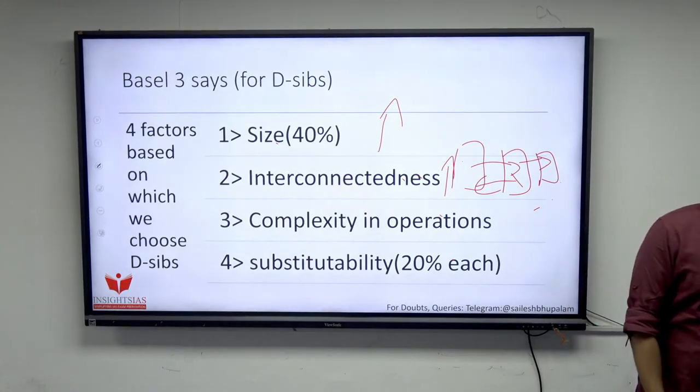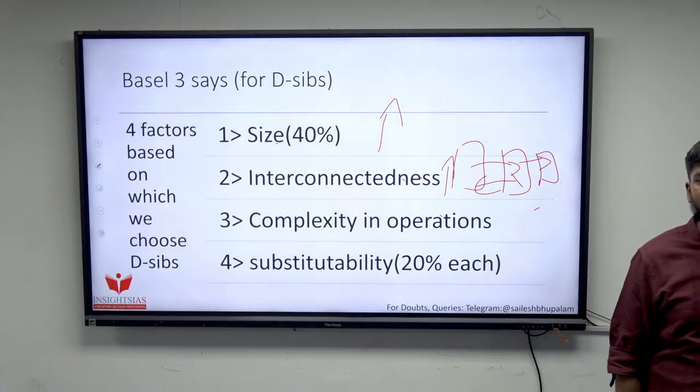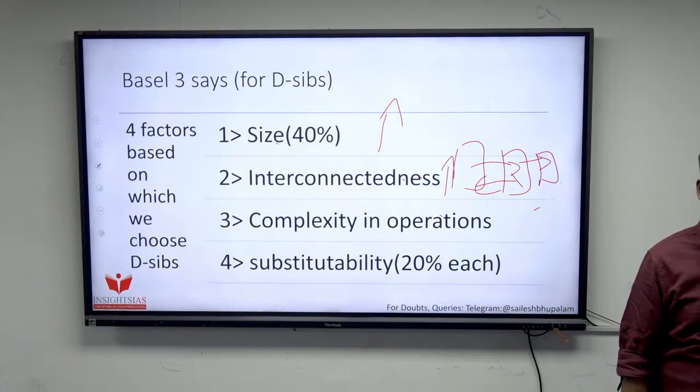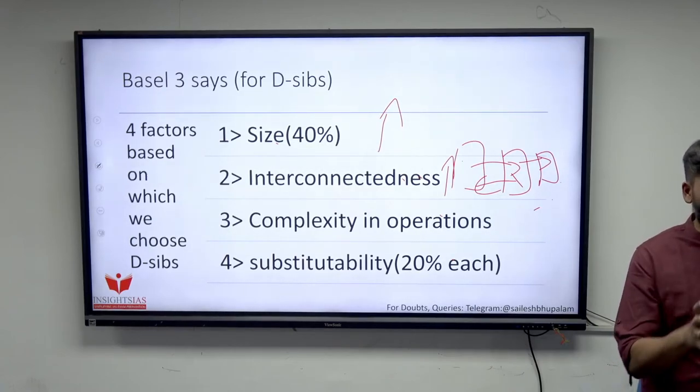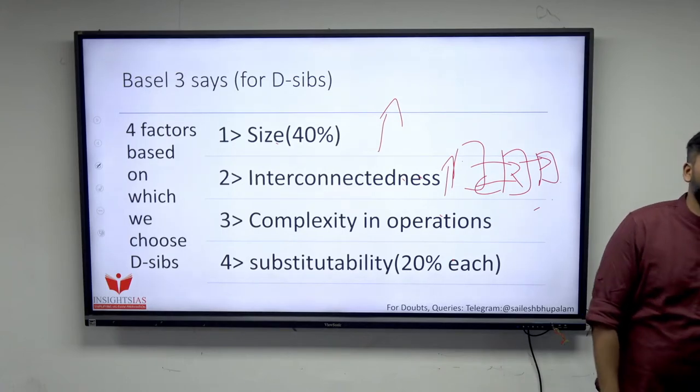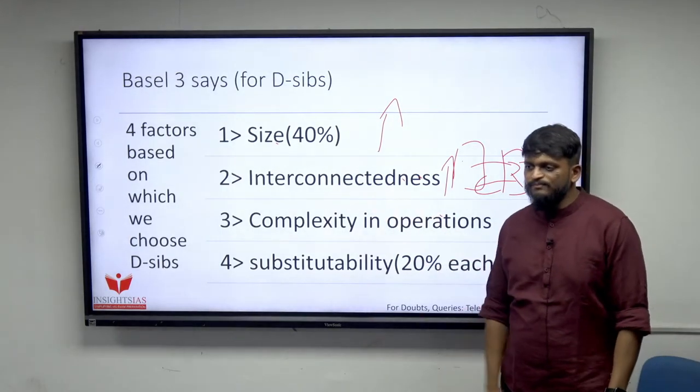Complexity in operation. Earlier banks used to do only banking business. Nowadays banks are doing a lot of mix up of everything. Banks are selling insurance also, which is called bancassurance. Then banks are selling some mutual fund investment schemes and such, a mix up of everything. When banks were doing only banking, it was easier for the regulator to observe and check what is happening.